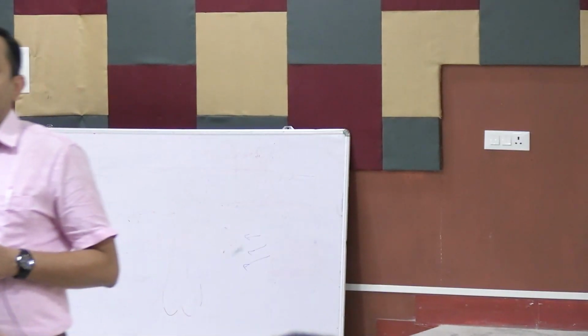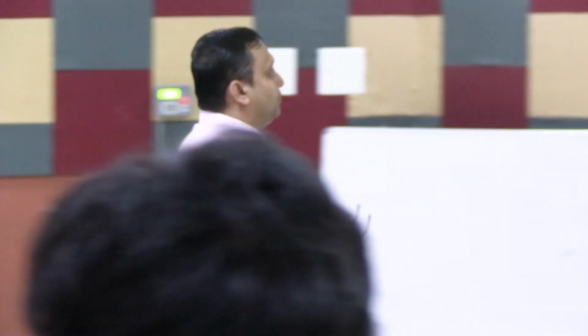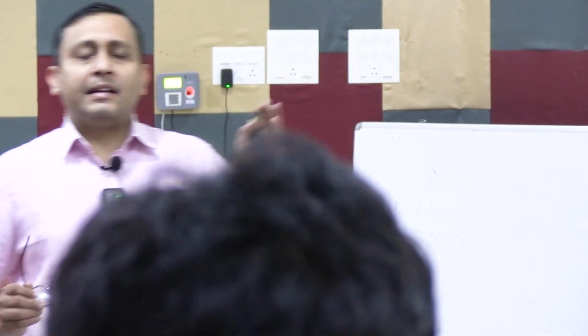Hematochezia means passing of fresh blood per rectum. Okay. These are overt GI bleed. That means the patient is bleeding and you can see the bleed. That is overt GI bleed.